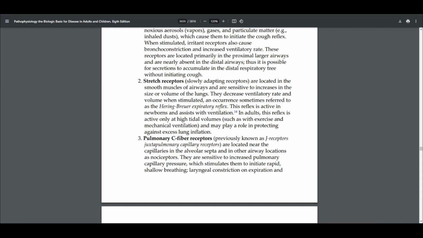Your stretch receptors, or slow adapting receptors, are located in the smooth muscles of the airways and are sensitive to increases in the size or volume of the lungs. They decrease ventilatory rate and volume when stimulated, an occurrence sometimes referred to as the Hering-Breuer expiratory reflex. This reflex is active in newborns and assists with ventilation. In adults, this reflex is active only at high tidal volumes, such as with exercise and mechanical ventilation, and may play a role in protecting against excess lung inflation.